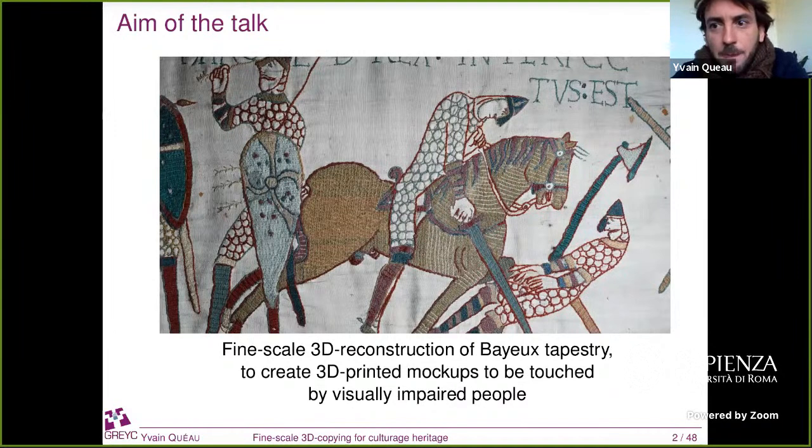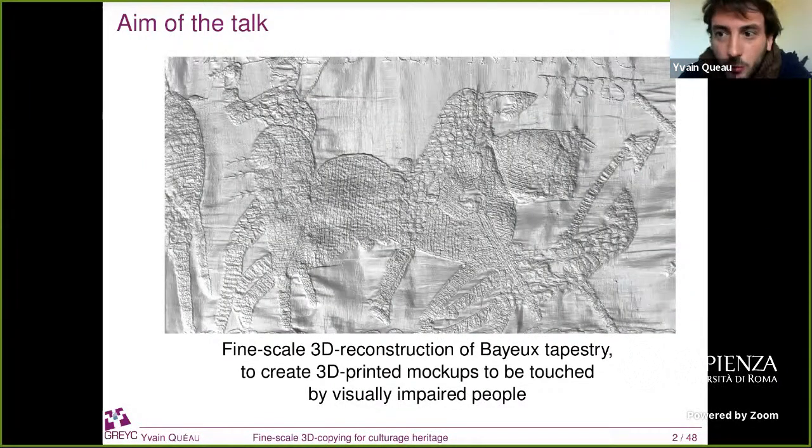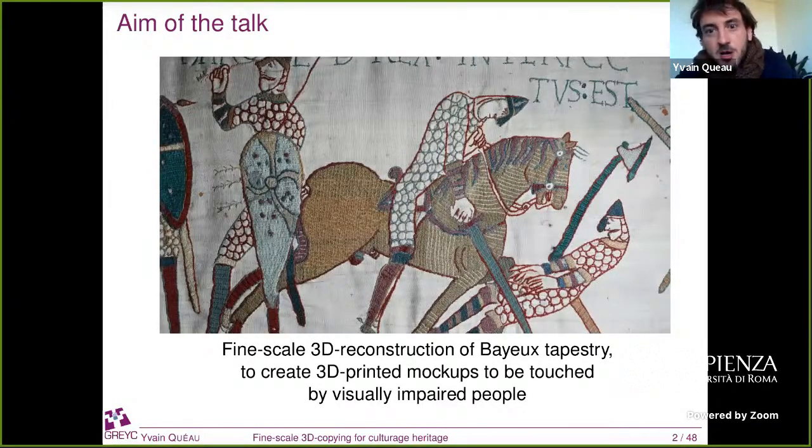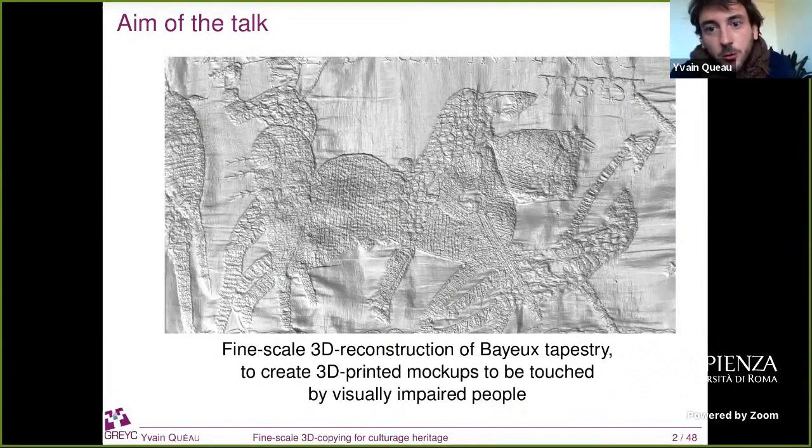In short, what we want to do is to create very fine-scale 3D mockups of the Bayeux Tapestry that will be used by visually impaired people in order to feel those pieces of cultural heritage. So here you have one part of the tapestry. What we want to do is go from such an image, which visually impaired people obviously cannot see, towards a 3D representation of it that they will be able to touch. So here we have the image and here the objective that we want to get to: very fine-scale 3D reconstructions of it.